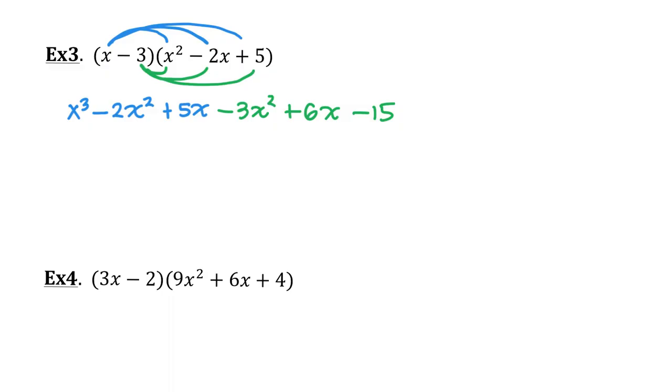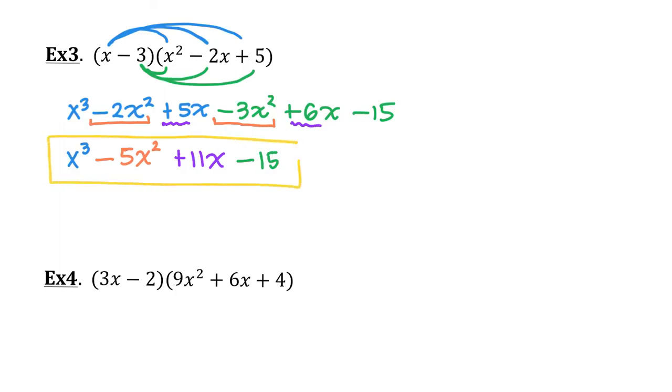Now I'm going to check for my like terms. Let's see, if I start with x to the thirds, there's no other x to the third, so I'm going to bring down x to the third. Let me check the x to the seconds. I have negative 2x to the second minus 3x to the second, which is going to be even more negative. So minus 2 minus 3 becomes minus 5x to the second. I have positive 5x, positive 6x, so 5 plus 6 is 11x. And then the minus 15 does not have like terms, but it's important, so I'm going to bring it down. That's my final answer, and if you did the box method, you should have the same final answer.